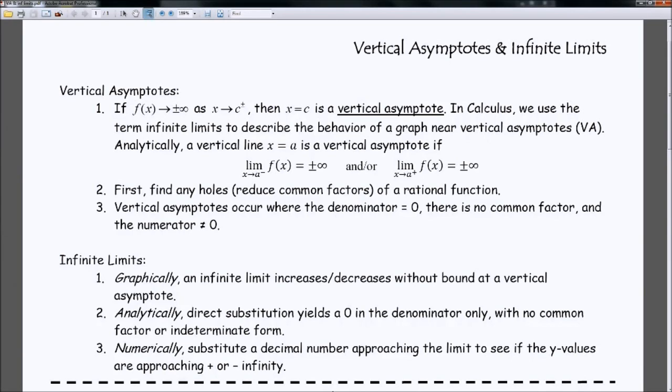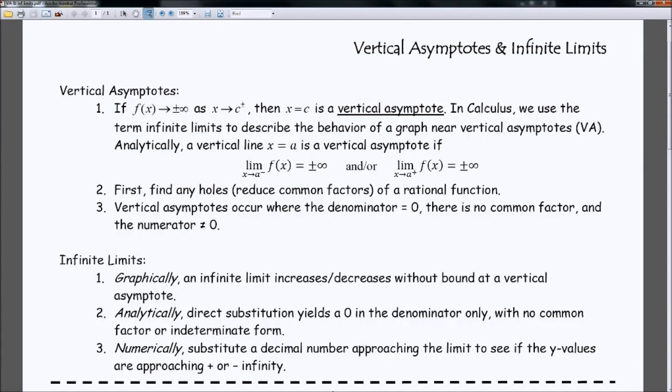Is it going to both? Is it only going to one? And so we talk about there's a vertical line where x is equal to a, and that vertical line is a vertical asymptote if the limit of f of x as x approaches a from the left is equal to positive or negative infinity, and/or the limit of f of x as x approaches a from the right is equal to positive or negative infinity.